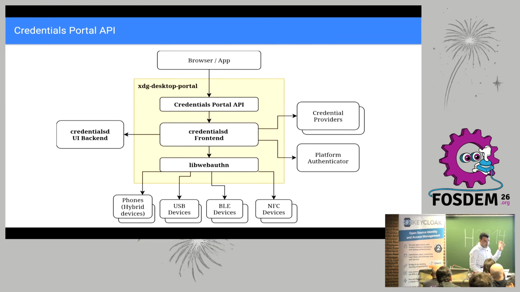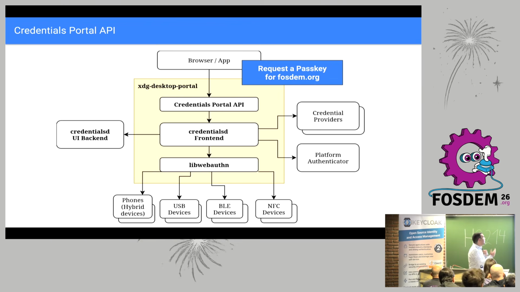I'll go through an example in this diagram to try and explain how this fits together. So let's say you have the FOSDEM app, and it's going to be at the top, and this app requests to use a passkey for FOSDEM.org. You do this the same way that you'll access any other portal. You make a request via D-Bus to XDG desktop portal for the credentials portal API. The portal proxy then routes this to credentials D, specifically the front end, which checks the request, validates it, and identifies any possible credential sources for this request.